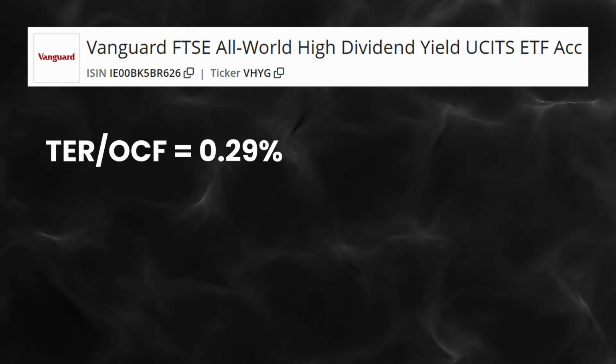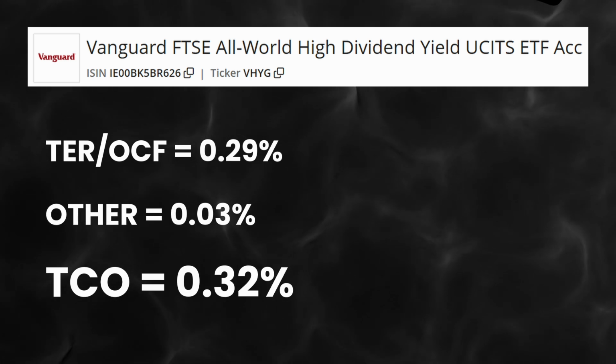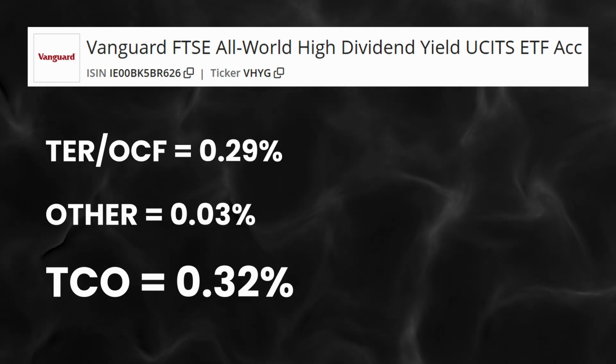For the lowest cost FTSE version, the well-known Vanguard FTSE All World High Dividend Yield ETF with the ticker of VHYG comes out with the lowest cost. Although the published 0.29% TER does not include additional hidden transaction costs of 0.03%, which means the total cost of ownership of this fund would be 0.32%.